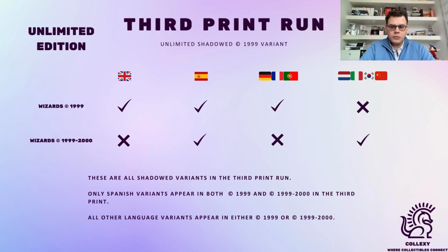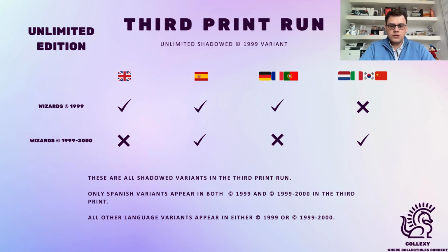So the third print run was an unlimited edition only print run where the cards in the art box would always be shadowed. For English, there was only a shadowed unlimited edition print run. There was a third print run with the Wizards of the Coast copyright of 1999. The fourth print run, which we will go into further later in the video, also has a copyright of Wizards of the Coast 1999 to 2000, but this one did not form part of the third print run.